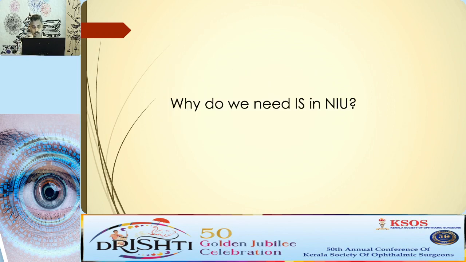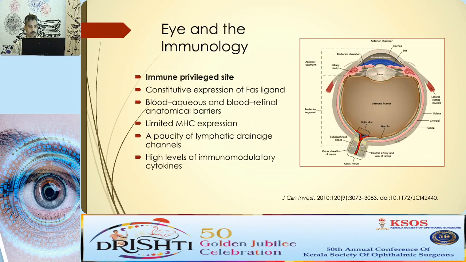So why do we need to go beyond steroids in non-infectious uveitis? The answer is, the eye is an immune privileged site, so it will try to ward off any immune cells with so many other mechanisms. So if there is any inflammatory fire, you have to douse it. If the fire is too much, then you may have to use something bigger than the CO2 cylinders we use. We may have to go for the fire hydrant.